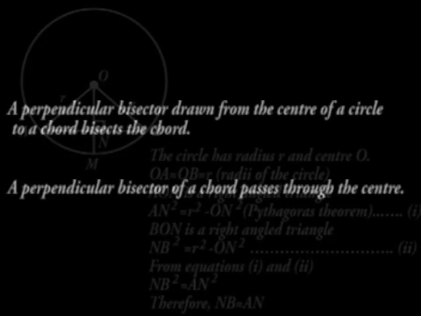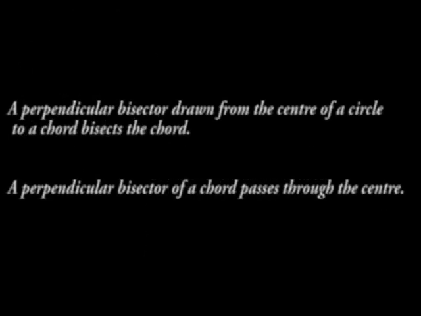In general, 1. A perpendicular bisector drawn from the center of a circle to a chord bisects the chord. 2. A perpendicular bisector of a chord passes through the center.